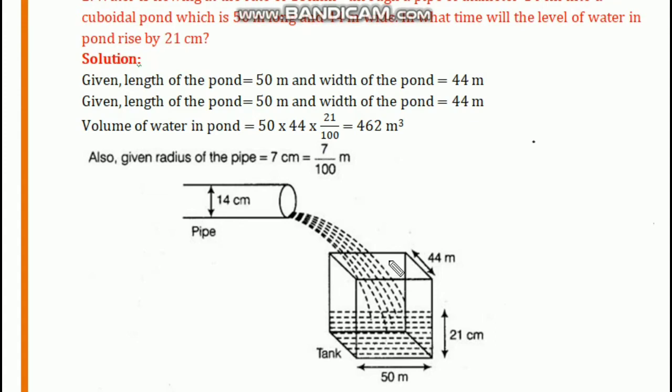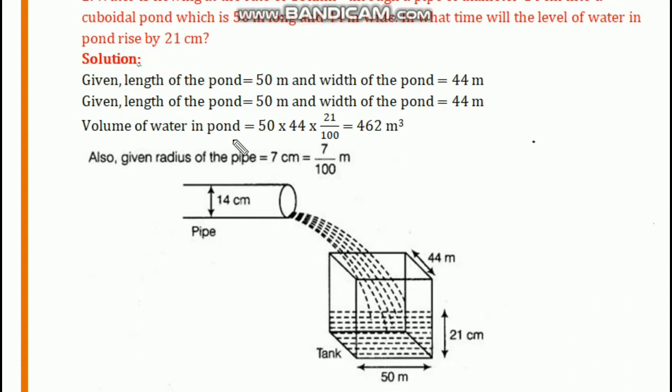Okay. So for that, first here we need to find out the volume of the tank. Next we need to find out the volume of this cylinder. That means the volume of water flowing in 1 hour. So first we need to find that one. After that, the volume of the tank divided by the volume of the pipe is equal to the time taken. So for that, first we need to find these two volumes.